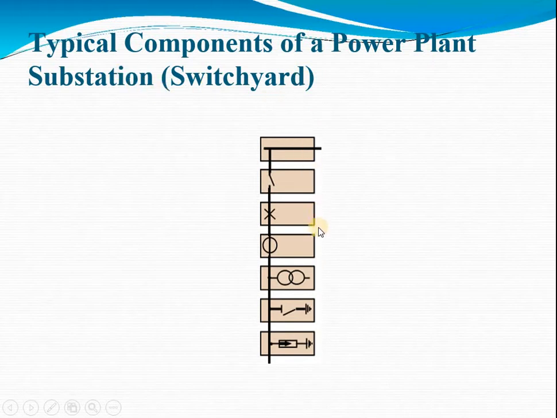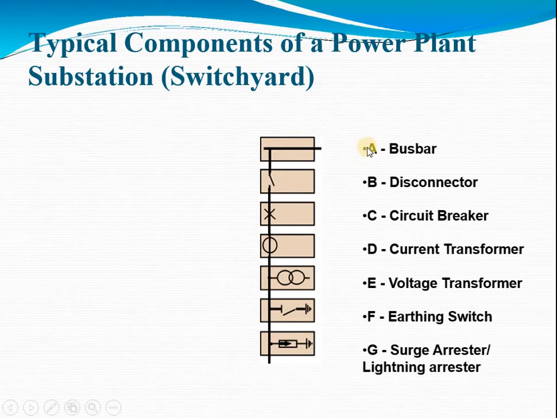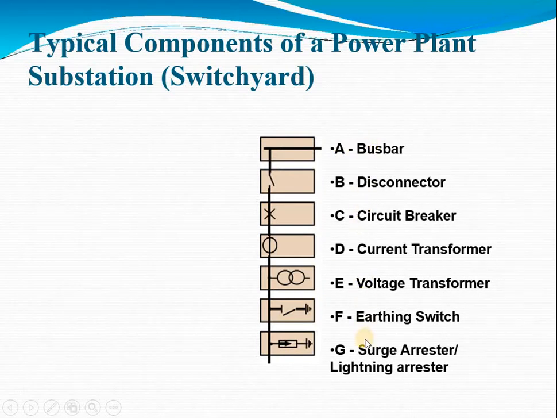So the switchyard consists of this single line diagram. These are labelled A, B, C, D, E, F, G. Let's say A stands for bus bar. So this is my bus bar. B is a disconnector. C is a circuit breaker. D is a current transformer. This is the symbol of a current transformer. E is a voltage transformer. F is an earthing switch and G is a surge arrestor or lightning arrestor.